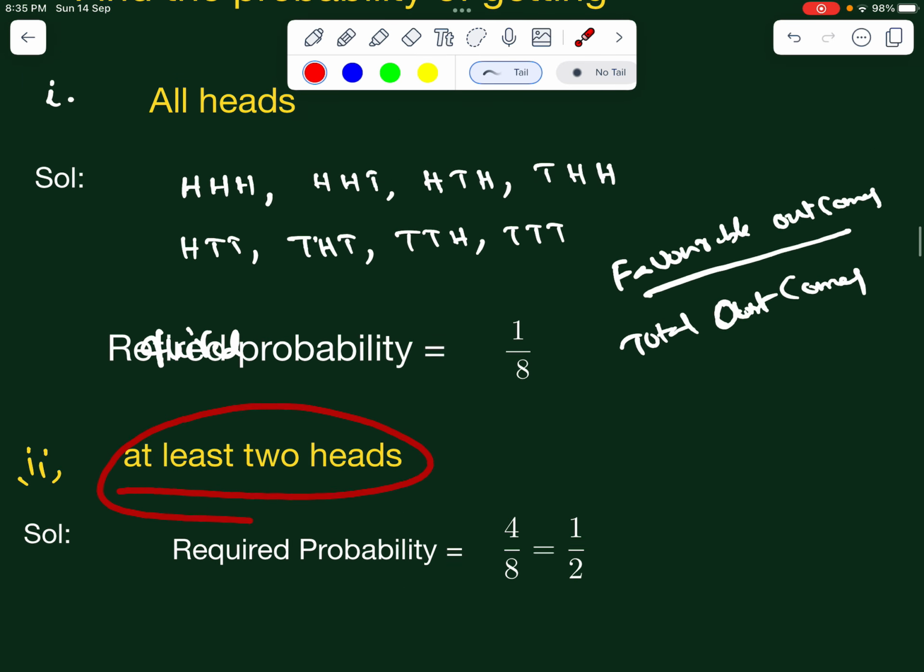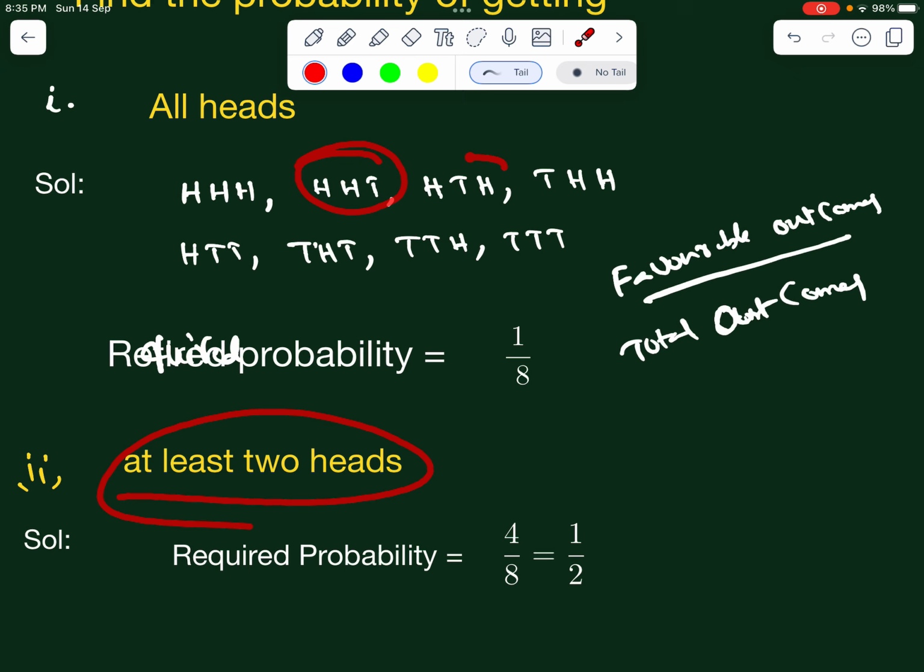At least 2 heads. Count here: 1, 2, 3 and 4. Therefore, 4 by 8. Answer is 1 by 2. At least 2 heads means 3 heads are also included. 3 heads also countable. 1, 2, 3, 4. 4 by 8.